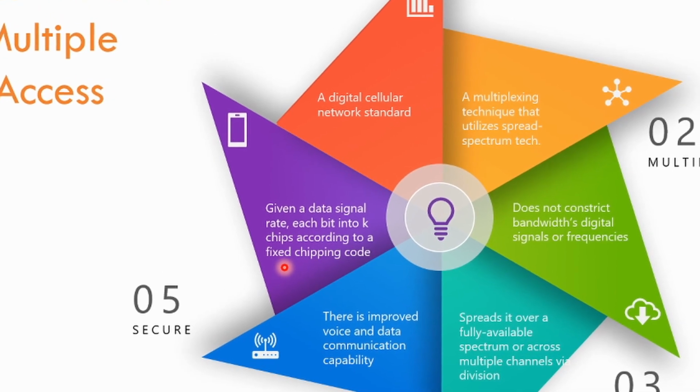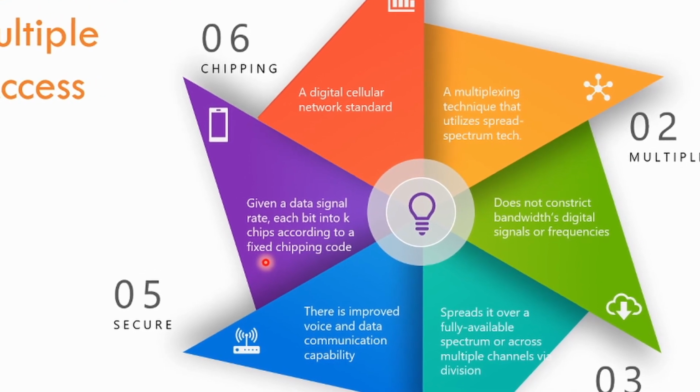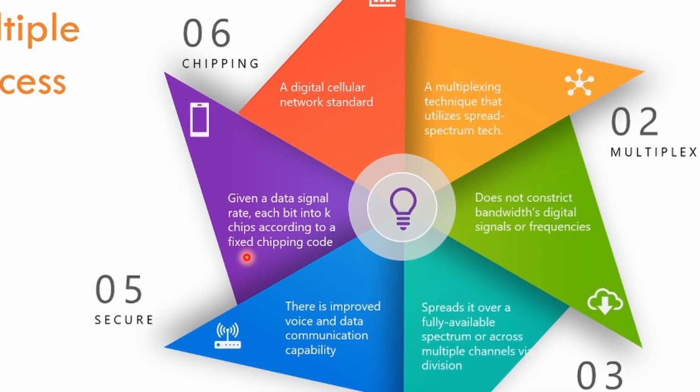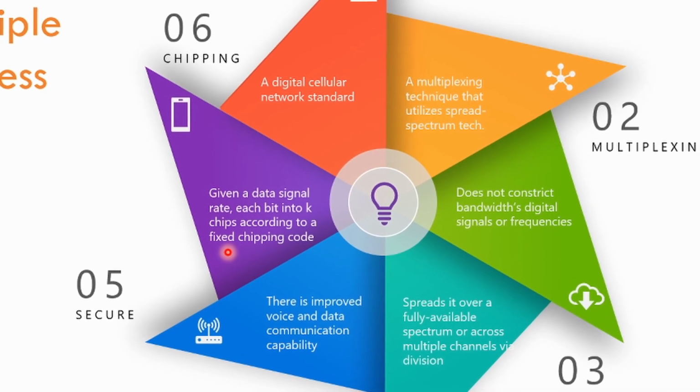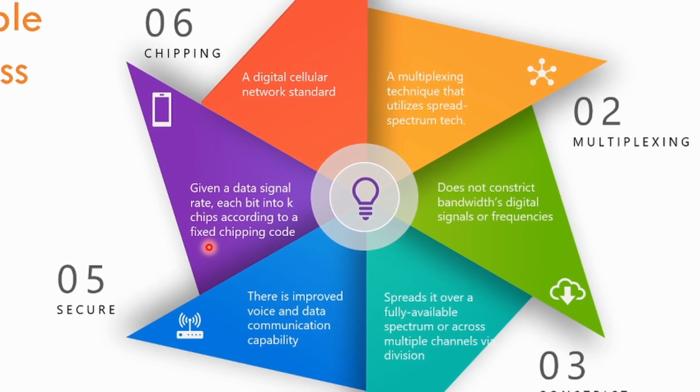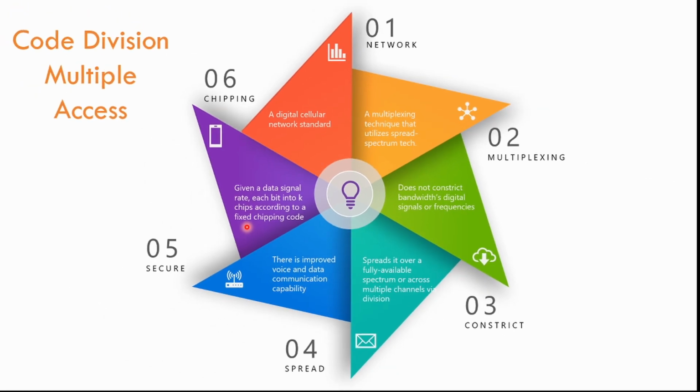Given a data signal rate D, each bit is divided into K chips according to a fixed chipping code specific to each user. The resulting channel has a chip data rate of KD chips per second. This technique can also have multiple channels superimposed.